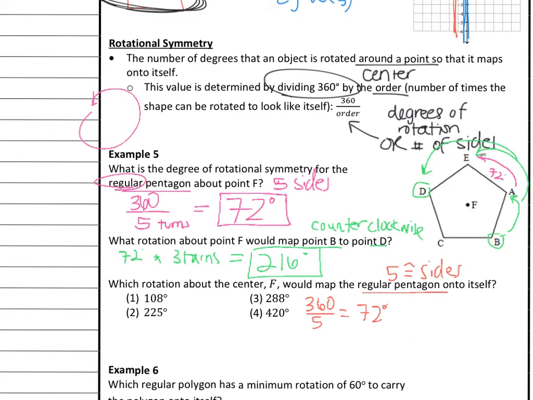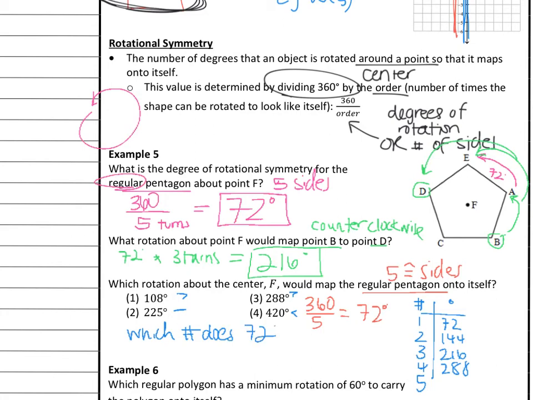So I know that 1 turn is 72 degrees. So this is going to be the number of turns, and this is going to be the degrees. 1 turn is 72 degrees. 2 turns is 144 degrees, because I multiply it by 2. 3 turns is 216 degrees. 4 turns is 288 degrees. 5 turns, and I could keep going, but what I'm looking for is one of these numbers to be divisible by 72. So which number does 72 degrees go into?